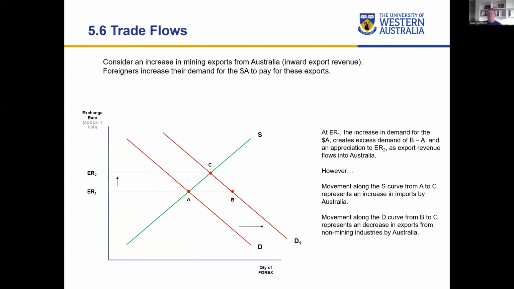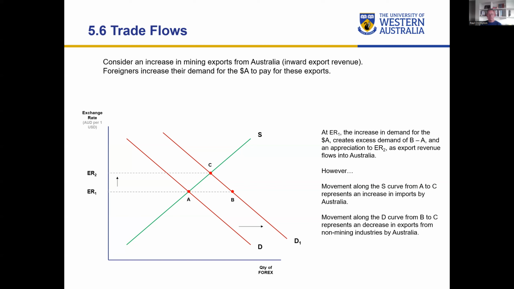Those imports are probably the same price in yen if they're coming from Japan, or US dollars if they're coming from America. But in terms of Australian dollars, it takes fewer Australian dollars to buy those imports, even though the foreign price of those goods hasn't changed necessarily. So that's what A to C means. It means that in response to the higher exchange rate, Australians are going out and buying more imported goods.